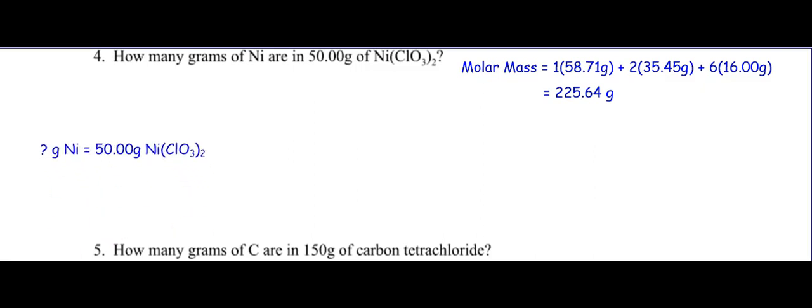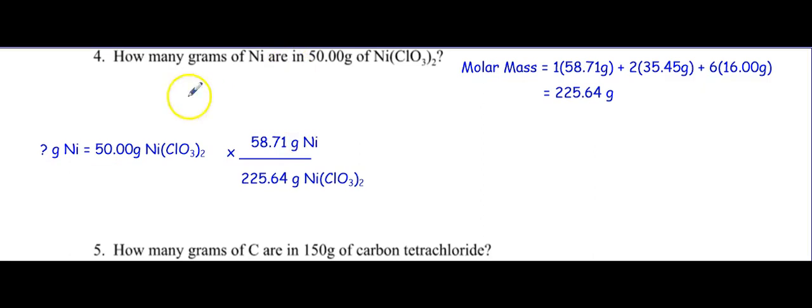So how many grams of nickel are there? And what's going to go on the bottom? Well, grams of nickel 2 chlorate, which happens to be 225.64. That's the molar mass, okay? Well, how many grams of that is nickel? Well, isn't that what this number is up here? So I have 58.71 grams of nickel. See, that's where this is. That's your grams of nickel.